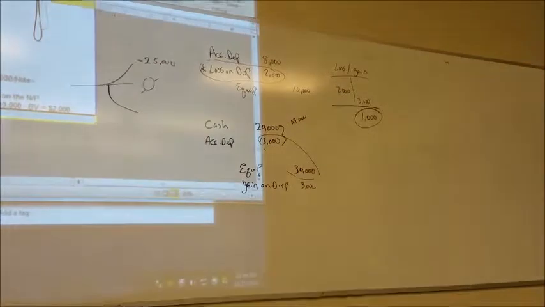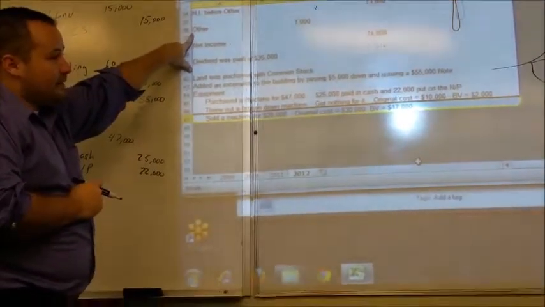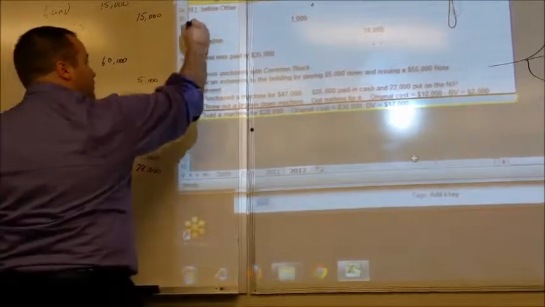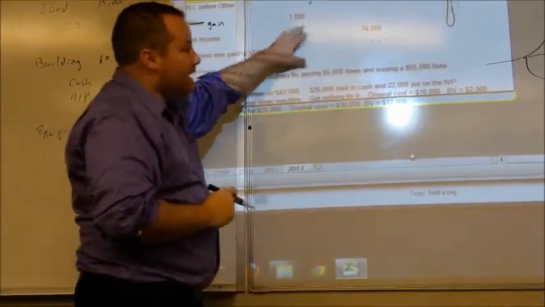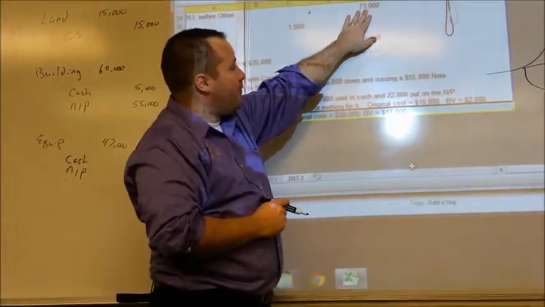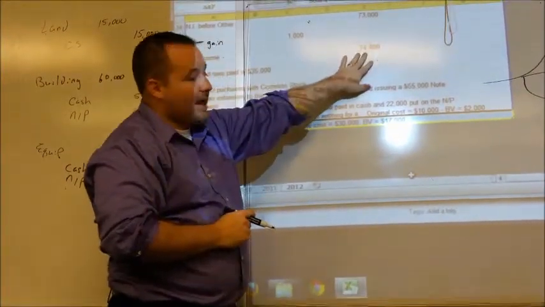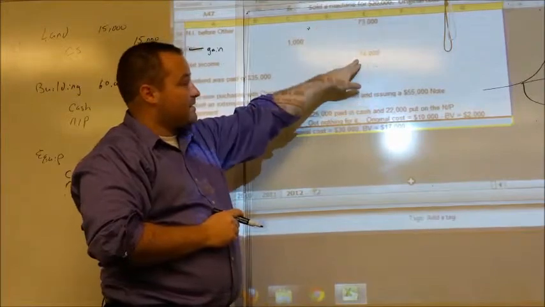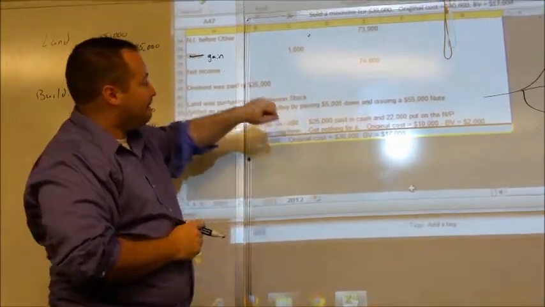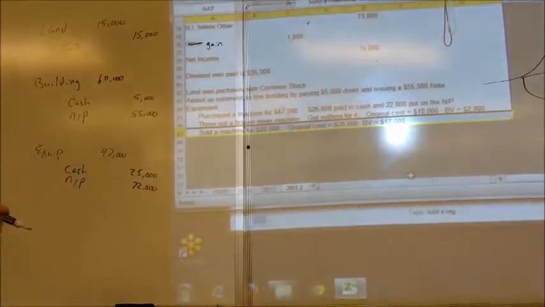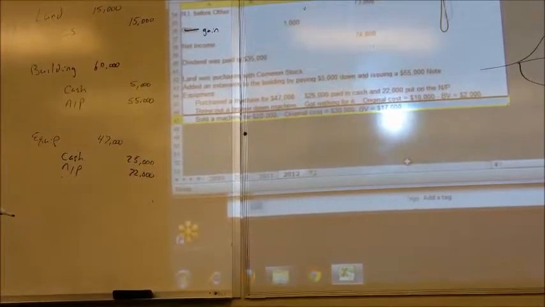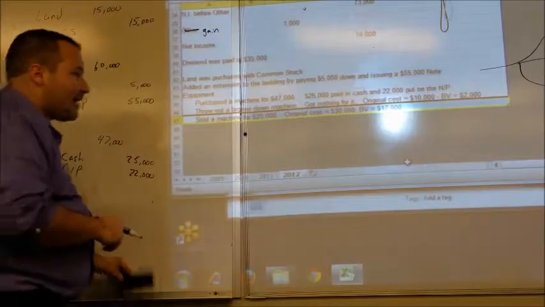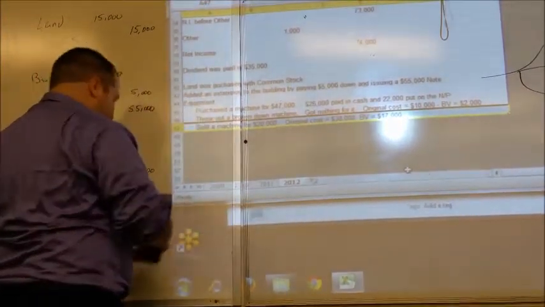And if you notice on the income statement, I have another other category. And this one would have really said gain. And you can tell it was a gain because the net income before other was 73. After the other, it goes up to 74. And so this just confirms that, yep, we did have a gain. I now have enough information.